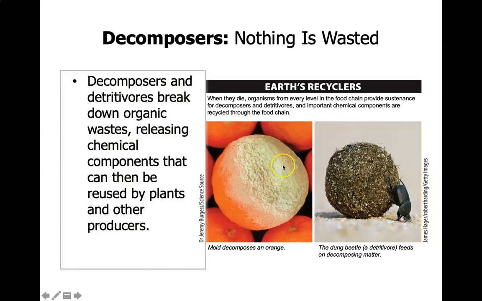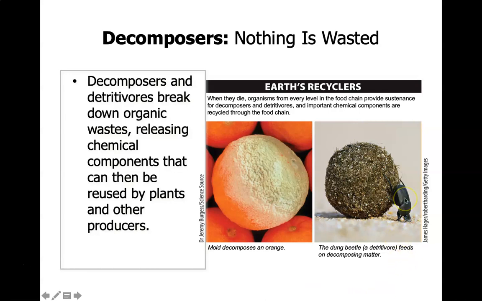So decomposers can be bacteria. They're very often fungi. Those are eukaryotic organisms. You guys are familiar with mold. Mold is a fungus that decomposes things. Decomposes food, decomposes leaf litter, decomposes dead organisms. Bacteria do the same thing. They break down dead organisms and release those chemicals and nutrients back into the environment.